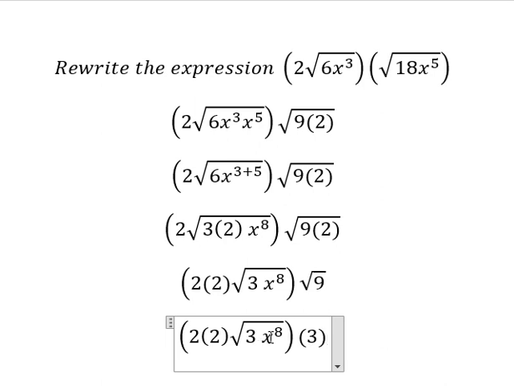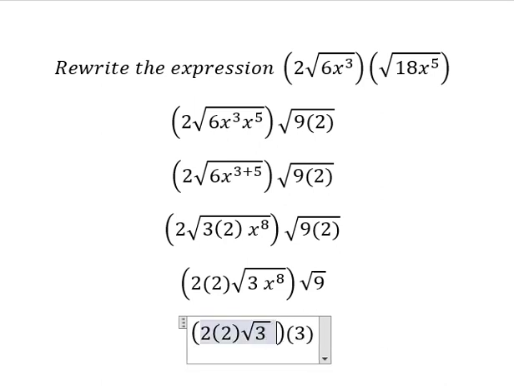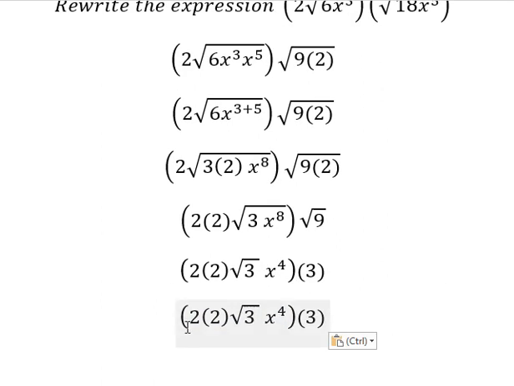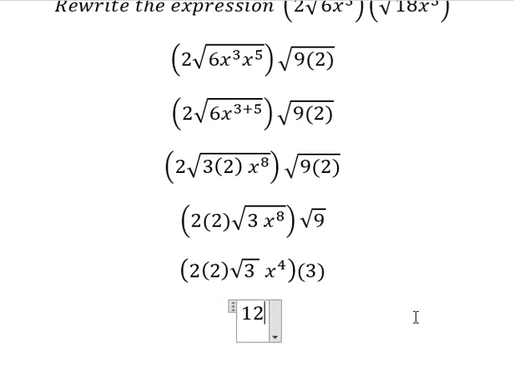The square root of x to the power of 8, we have x to the power of number 4. And now, number 2 with number 2, we have number 4. Number 4 with number 3, we have number 12. And now we can simplify like this.